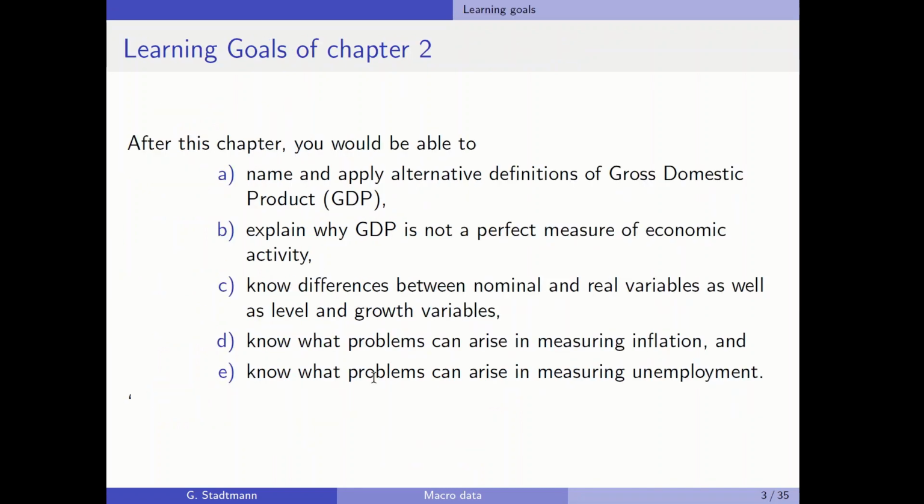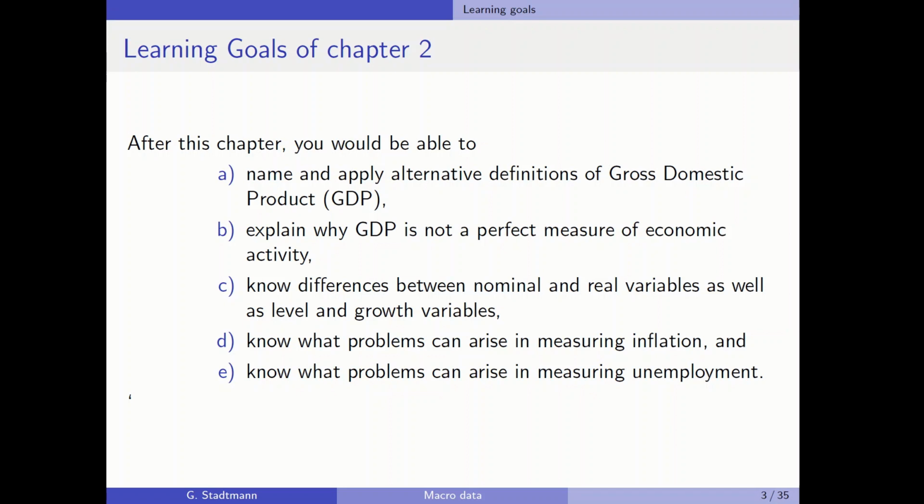The learning goals of chapter 3 are as follows. After you have worked through this chapter, you should be able to name and apply different definitions of GDP. You should explain why GDP is not a perfect measure of economic activity. You should know differences between nominal and real variables, as well as level and growth variables. You should know that some problems can arise when we measure inflation, and also there might be some problems when we measure the unemployment rate.